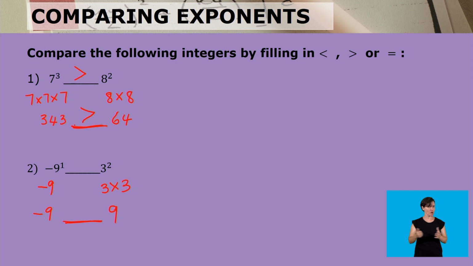Is the negative 9 bigger? Is the negative 9 smaller? Or is the negative 9 equal to the 9? Well, if you are thinking that the negative 9 is smaller than the positive 9, then you are absolutely correct. They might look equal, but because one is a negative number and the other one is a positive number, that means that the negative number is the smaller number. So the negative 9 exponent 1 is smaller than our 3 exponent 2.